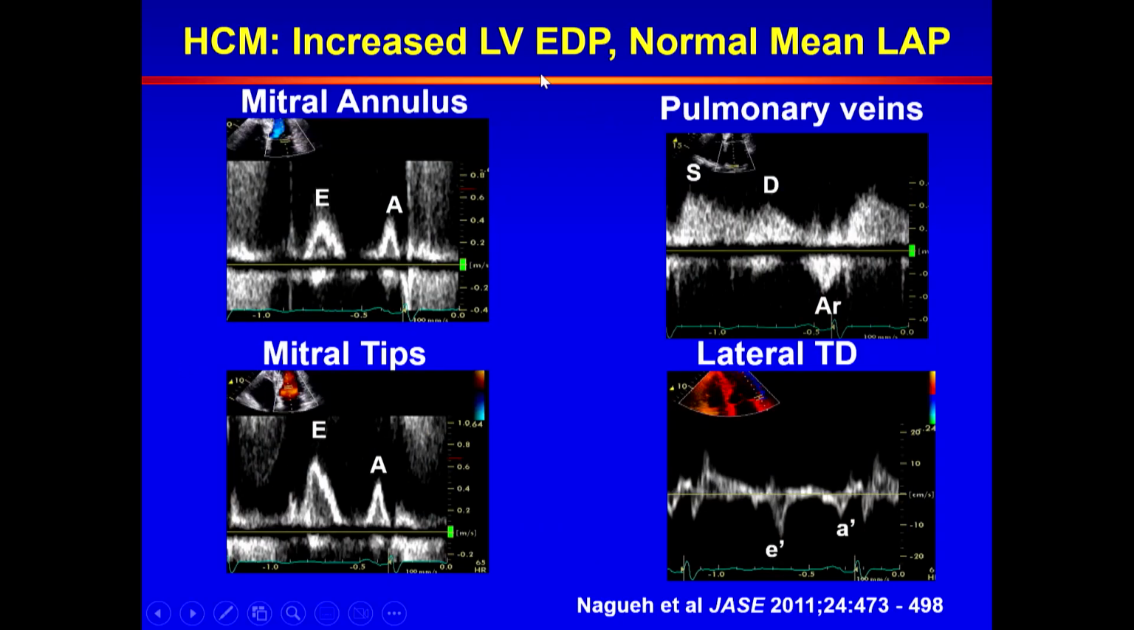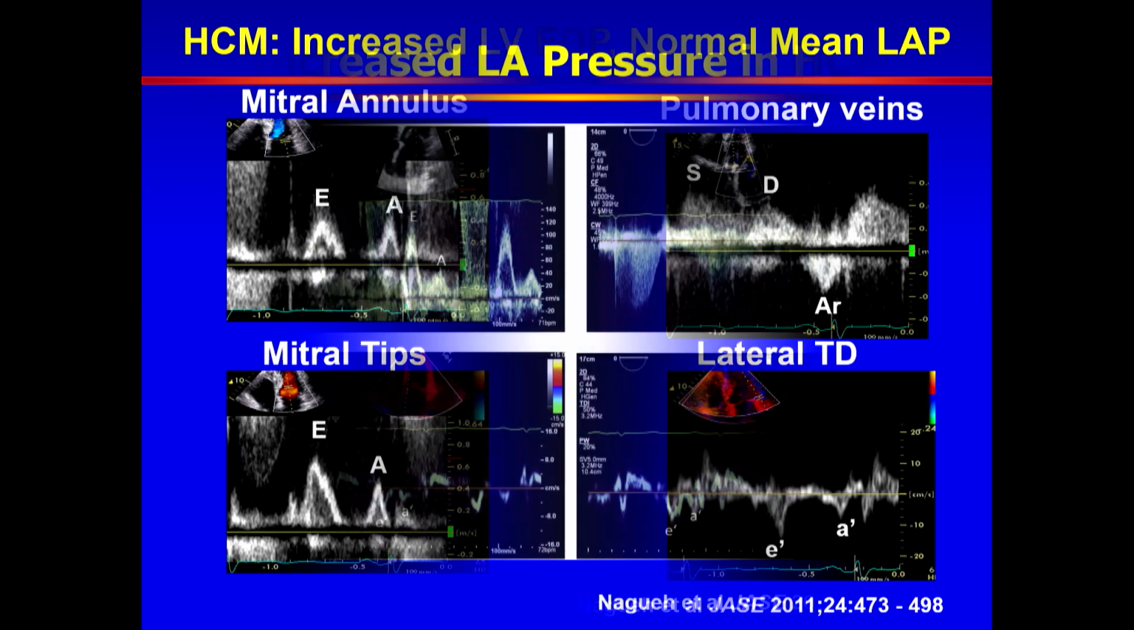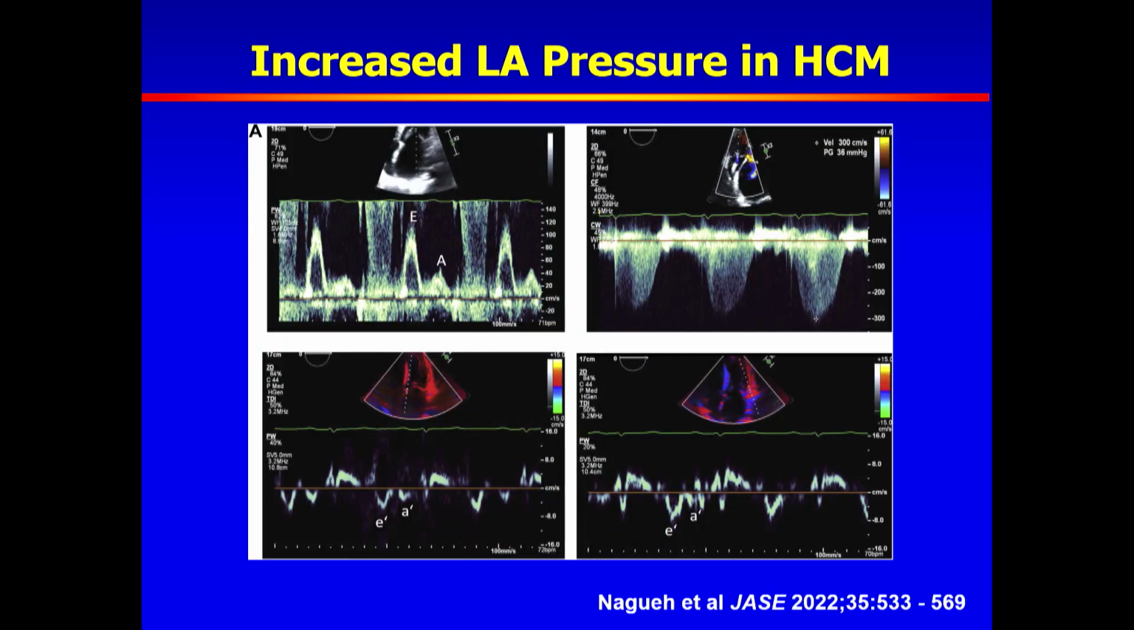So early on, patients with diastolic dysfunction and patients with hypertrophic cardiomyopathy with diastolic dysfunction can have normal mean left atrial pressure. If you look at the E to E prime ratio here, it is not elevated, but you have that prominent atrial velocity in the pulmonary veins indicating that LV end diastolic pressure is elevated. It is a more advanced stage of the disease.